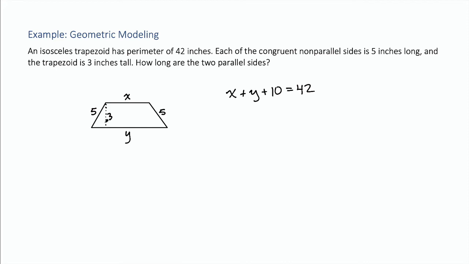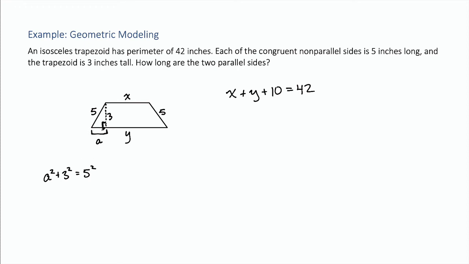One thing that I do have is the height of this trapezoid, and notice that the way I've drawn this, this comes down and forms a right triangle. With right triangles, we know that the Pythagorean theorem holds. So this length right there, we don't know what that is. I'm going to call it a, and we're going to find that. We've got a right triangle, so a squared plus b squared equals c squared. So a squared plus 3 squared is equal to 5 squared, and that will allow us to at least solve for this a.